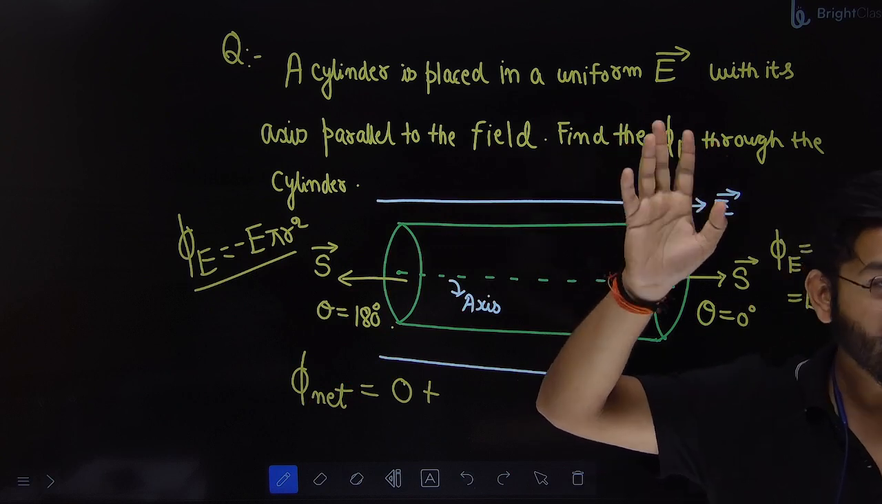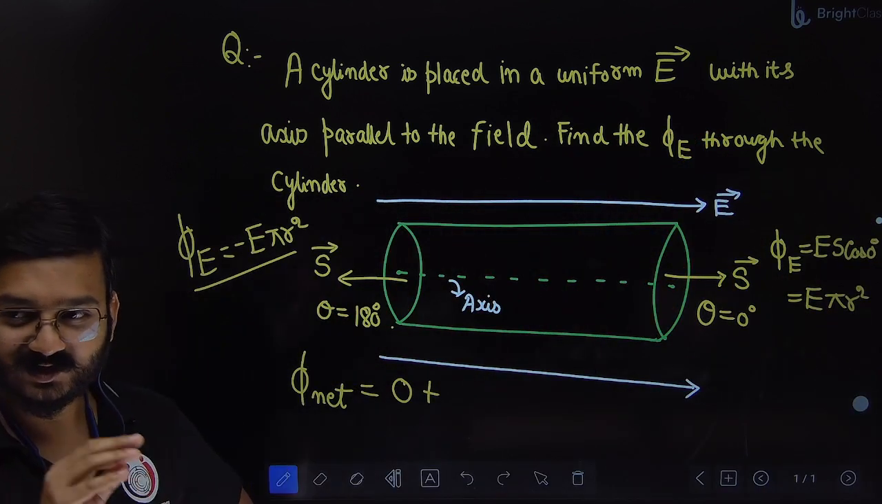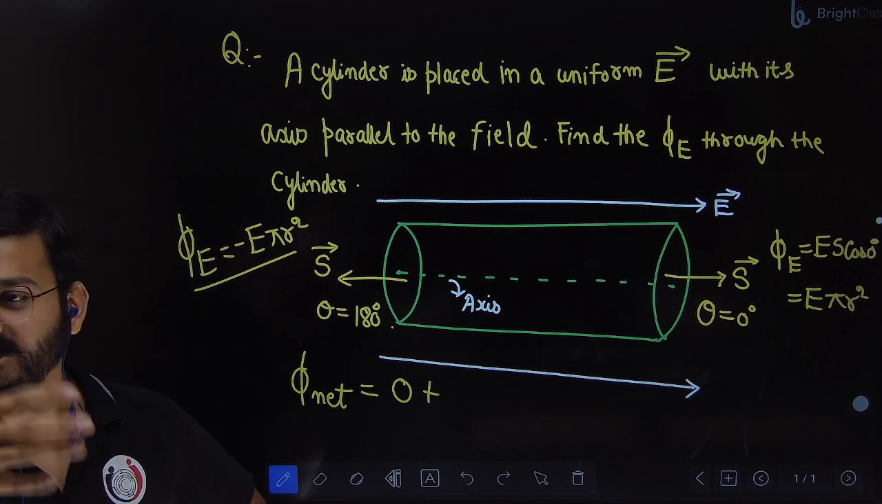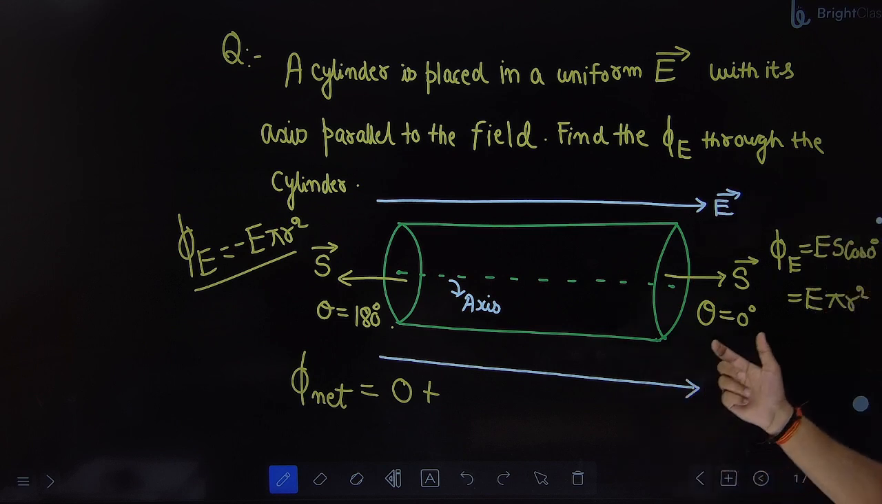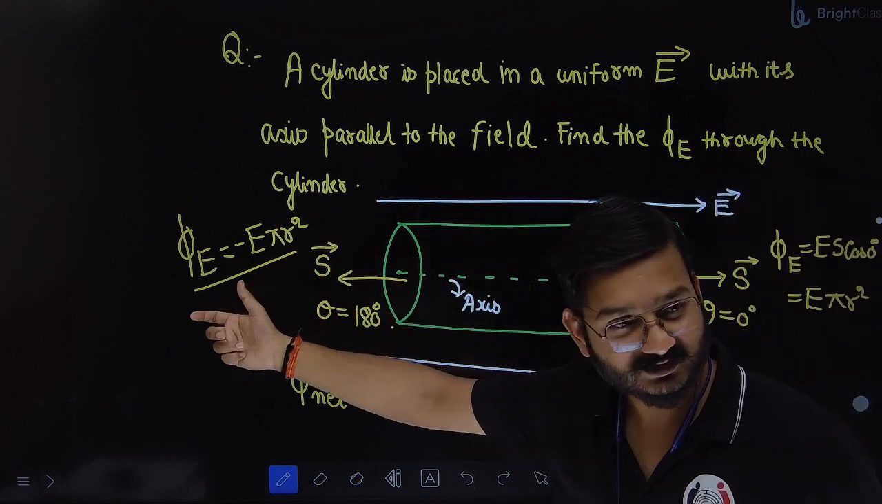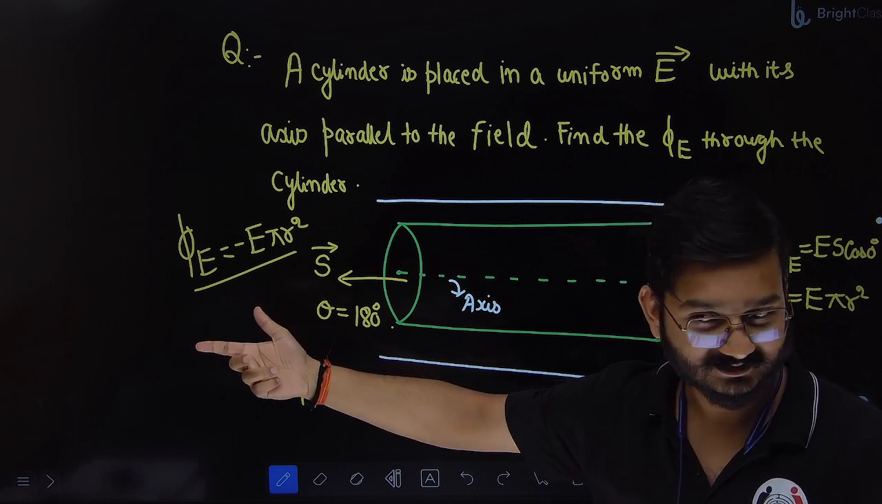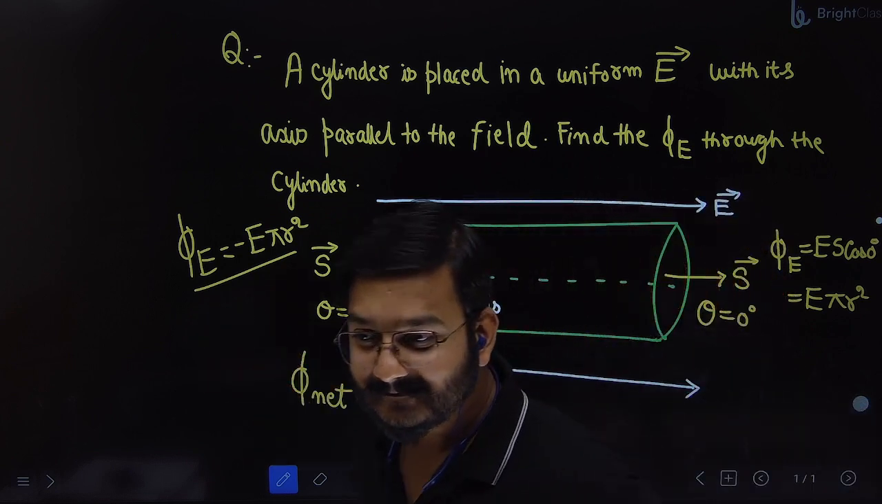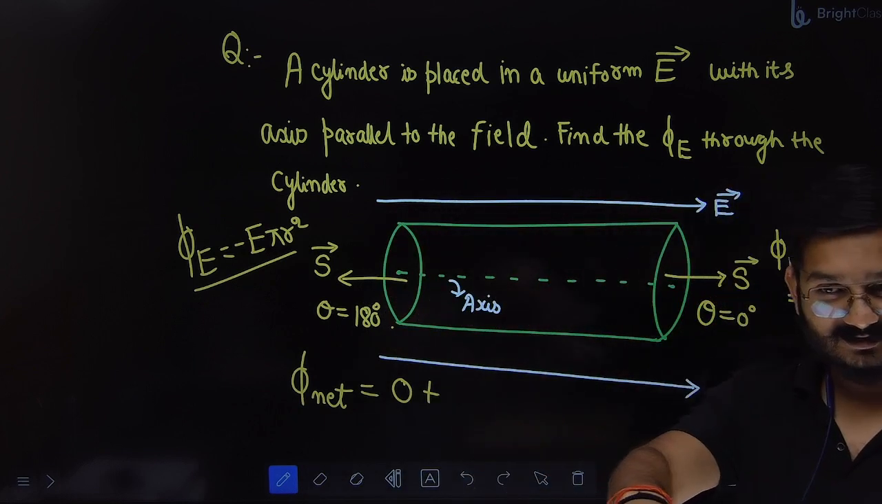No one is for 2 into E pi r square, which means twice. Both are in the opposite direction, right? So this minus of this, so minus minus will become plus. Huh? So you feel that it should be 0.